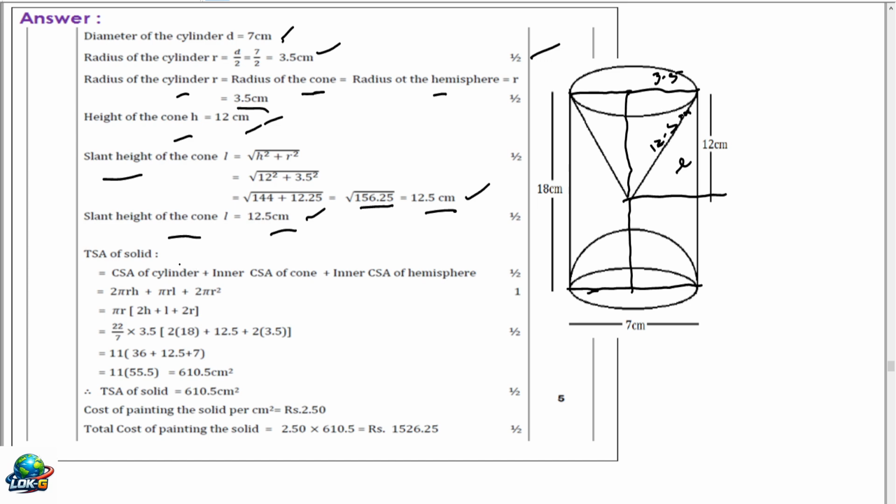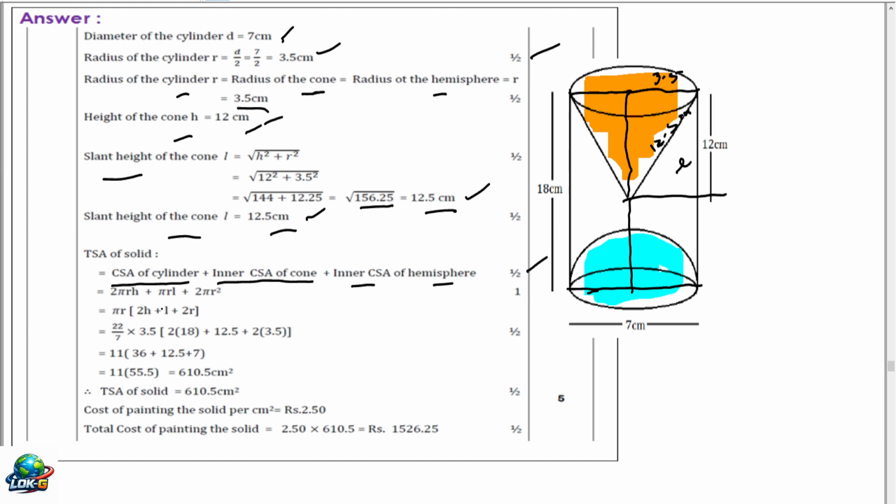Now the total surface area of the solid is the curved surface area of the cylinder plus the inner curved surface area of the cone, because only the inner curved surface area remains, since the rest is removed. This is cut off, this is totally cut, and this portion is also cut. Are you getting me? Observe carefully. Plus the inner curved surface area of the hemisphere. For writing this, you will get half marks.